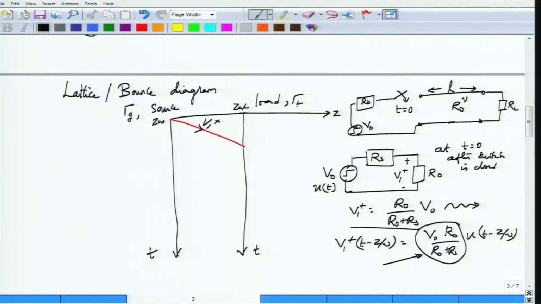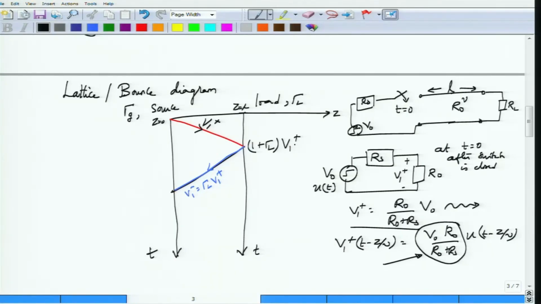At this point there is a reflection coefficient, therefore this sets up a reflected voltage with an amplitude of gamma L V1 plus. This would be equal to the amplitude of the initial reflected voltage V1 minus, and this would be propagating from the load side to the source side. What would be the total voltage at this point? The total voltage will have to be 1 plus gamma L into V1 plus.